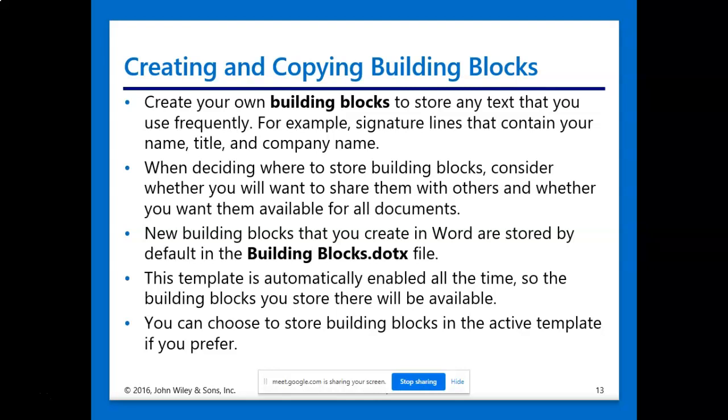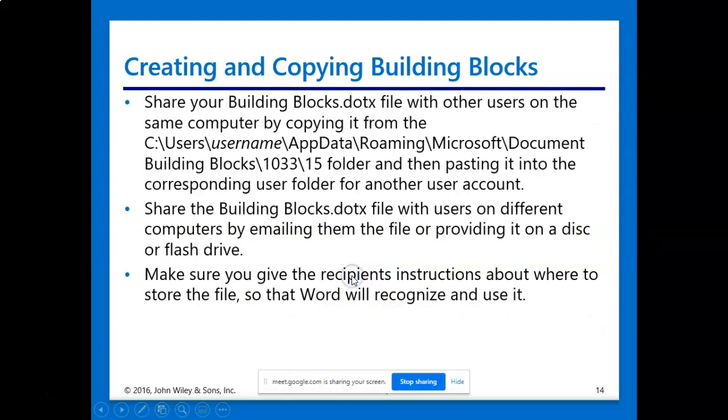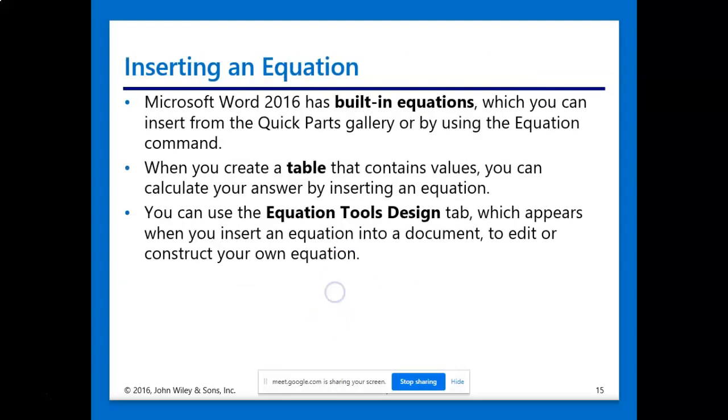New building blocks that you create in Word are stored by default in the Building Blocks.dotx. And the .dotx extension means template. This template is automatically enabled all the time, so the building blocks you store there will be available. You can choose to store building blocks in the active template if you prefer. And this is just some instructions on how to get it done. This PowerPoint will be posted in Google Classroom for you to refer back to later for directions.